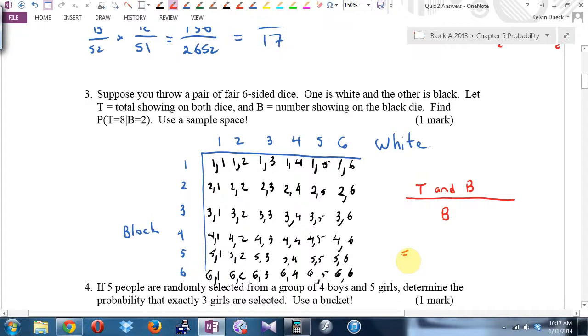Okay. Now, what's that going to look like? T and B, total adds to 8, and the black one is 2. First of all, black starts with a 2, is that row there. How many of those add to 8? 1. The probability that the total is 8 and we start with a black is 1 out of 36. That's what's on the top. The bottom one says, the black number starts with a 2. That's the row where the black number starts with a 2. How many are in that row? 6.